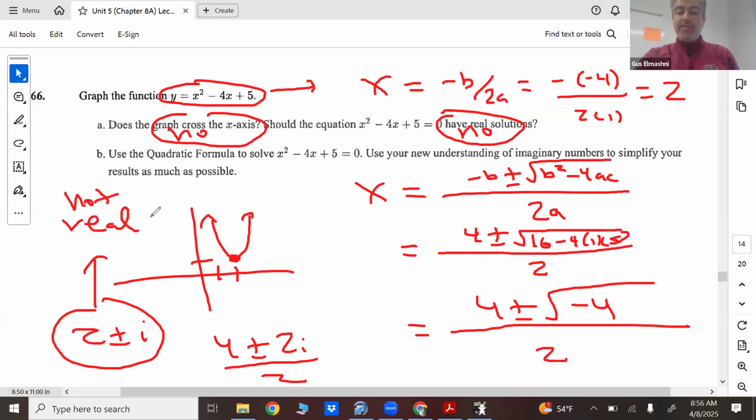In fact, this is where I'm going to get a little philosophical with you guys, somewhat joking. We call this a complex number.